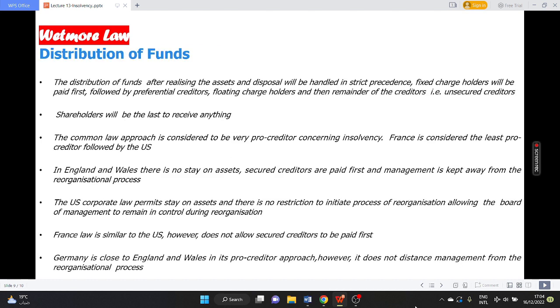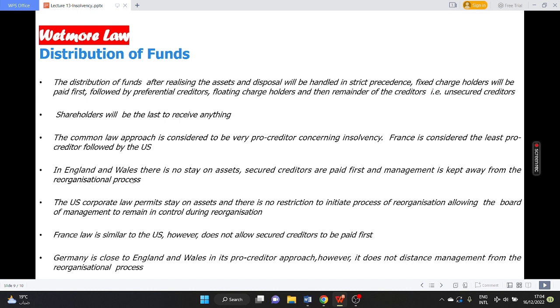Distribution of funds. The distribution of funds after realizing the assets and disposal will be handled in strict procedure. Fixed charge holders will be paid first, followed by preferential creditors, floating charge holders, and then the remainder of the creditors, that is, unsecured creditors. Shareholders will be the last to receive anything.